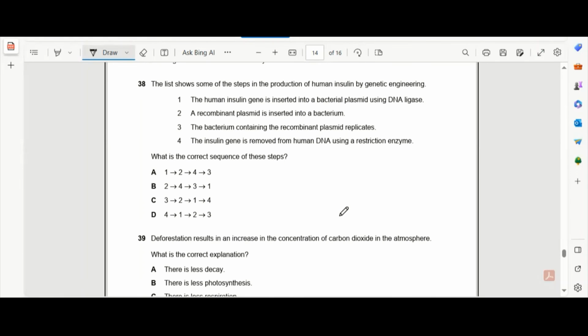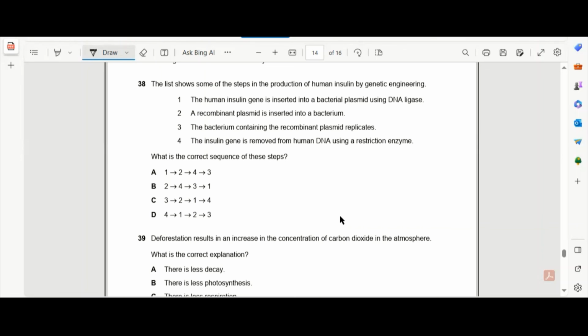38, the list shows some of the steps in the production of human insulin by genetic engineering. The human insulin gene is inserted into a bacterial plasmid using DNA ligase. A recombinant plasmid is inserted into a bacterium. The bacterium containing the recombinant plasmid replicates. The insulin gene is removed from human DNA using a restriction enzyme. What is the correct sequence of these steps?